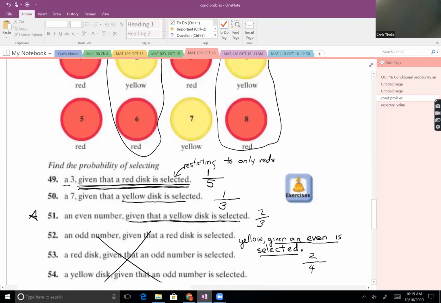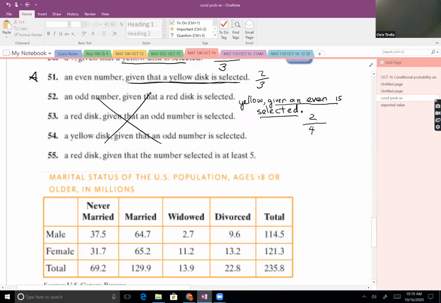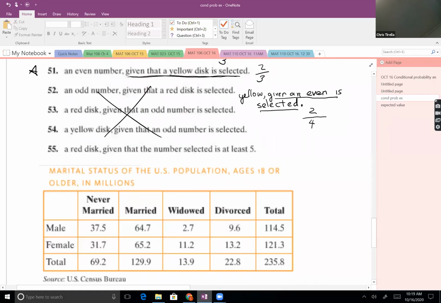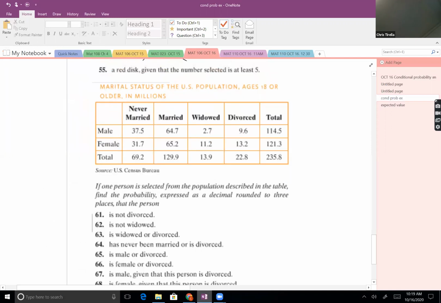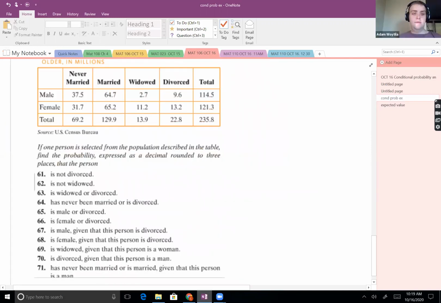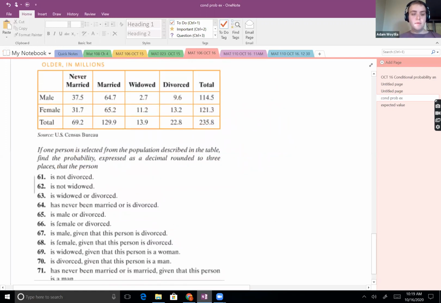Okay? So now I'm going to look at that same type of question, but presented in a table. So we've got this table. We want to express as a decimal, rounded to 3 places. So I'm going to grab my calculator. We'll set up the fractions and then turn them into decimals.